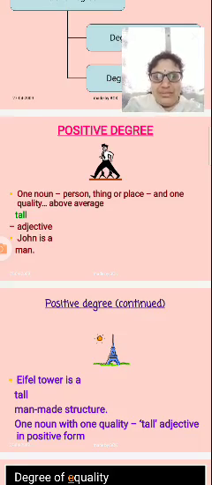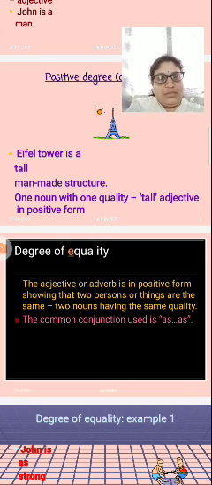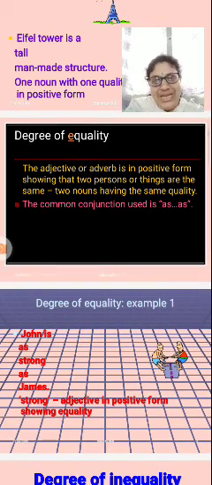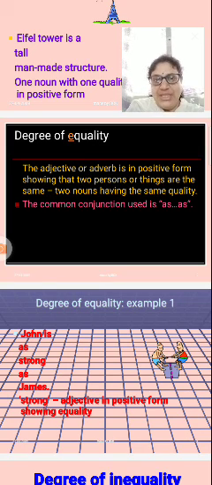John is a man, right? So the positive degree: the Eiffel Tower is a tall man-made structure. One noun with one quality. So equality: the adjective or adverb is in positive form, showing that two persons or things are the same, two nouns having the same quality.